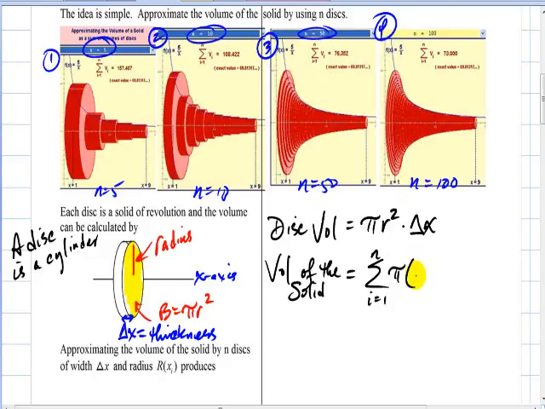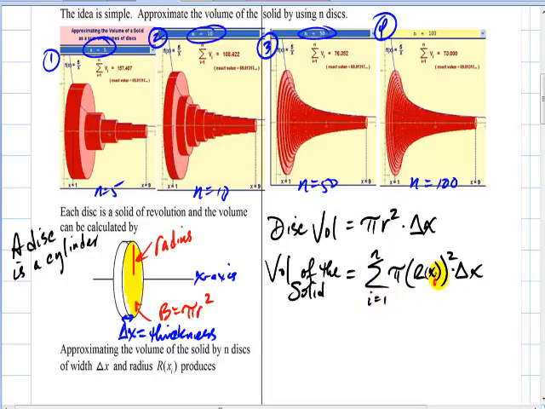So I'm going to write it as r for radius here, r of x, quantity squared, times how thick it is, dx. This summation sign, remember, is the sum of the first n disks, where n could be 5, 10, 50, 100, or in general 1,000. You can run up to 1,000,000, you can do whatever you want. But we want to sum them up from i equals 1 to n.